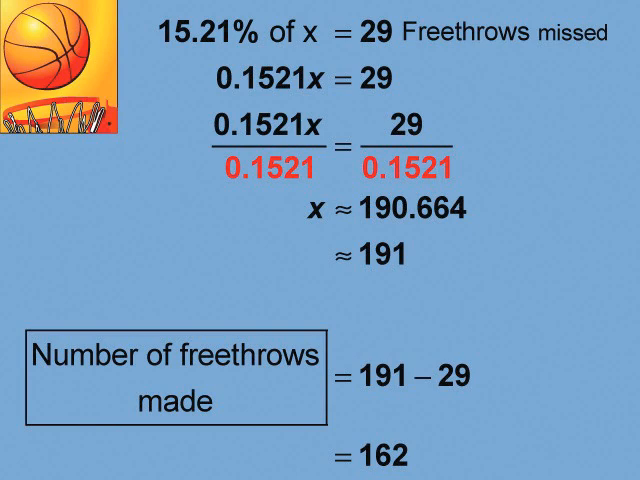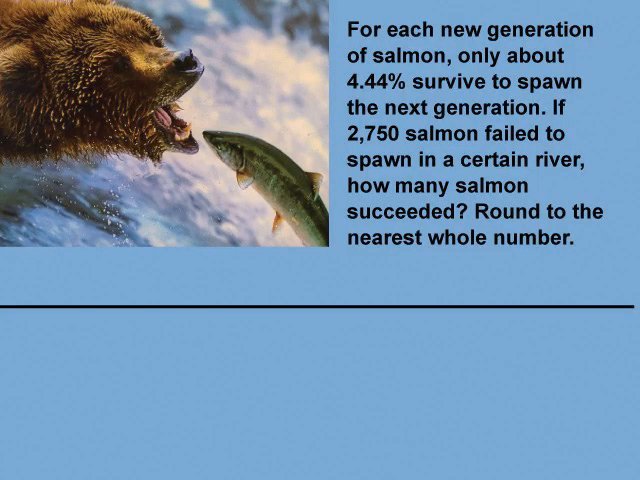Let's look at a final example. For each new generation of salmon, only about 4.44% survive to spawn the next generation. If 2,750 salmon failed to spawn in a certain river, how many salmon succeeded? Round to the nearest whole number. We are given the percentage of salmon that spawn, but the number of salmon that don't spawn. To find the percent of salmon that didn't spawn, find 100 minus 4.44%. This gives rise to this equation.